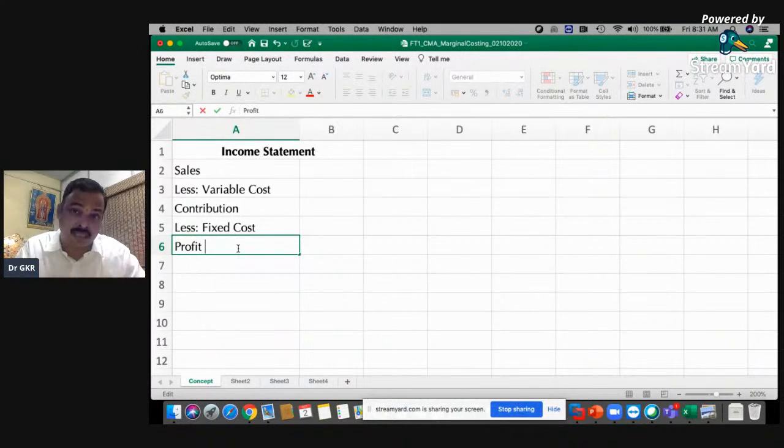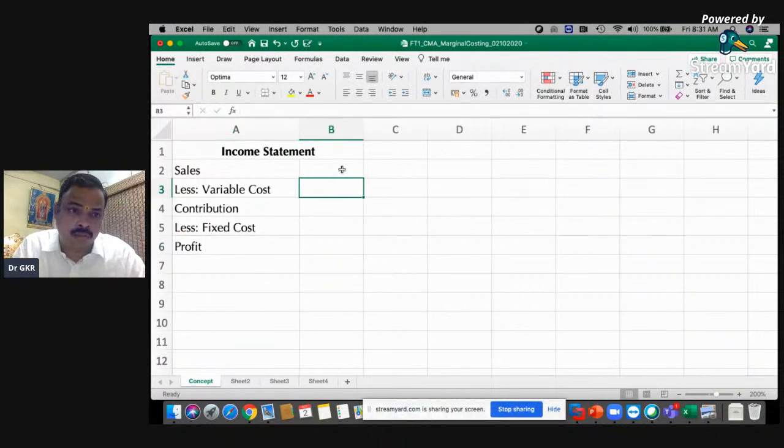After that, less interest will be profit before tax. And after that, less tax will be profit after tax. And after that, you have a preference dividend, you subtract, you get profit available for equity shareholders. That divided by the number of equity shares, you get earnings per share. This is the income statement, and we are not going for the second half. The first half only we are going to deal with today.